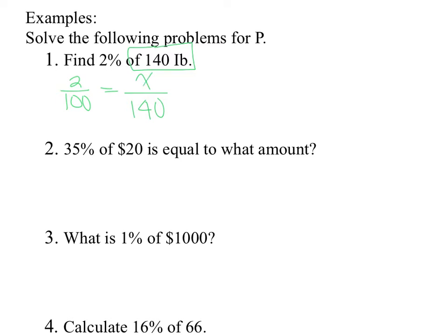So now to solve, we set a proportion, so we can just cross multiply to solve. So you're going to do 100 times x is 100x, and 2 times 140 is 280. And then divide by 100. And you should get 2.8.